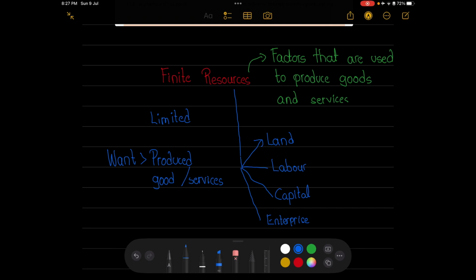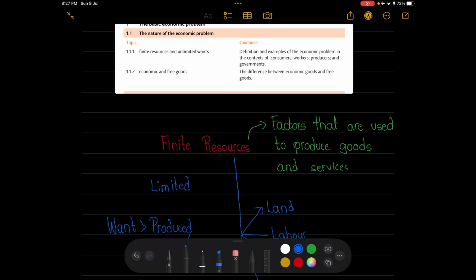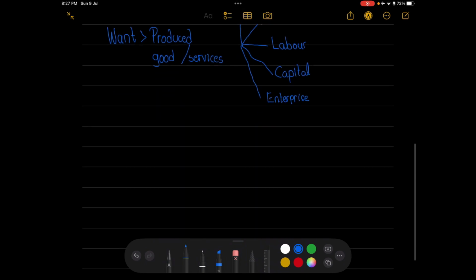Now, the economic problem appears in different contexts. As you can see here, there are definitions and examples of the economic problem in the context of consumers, workers, producers, and governments.